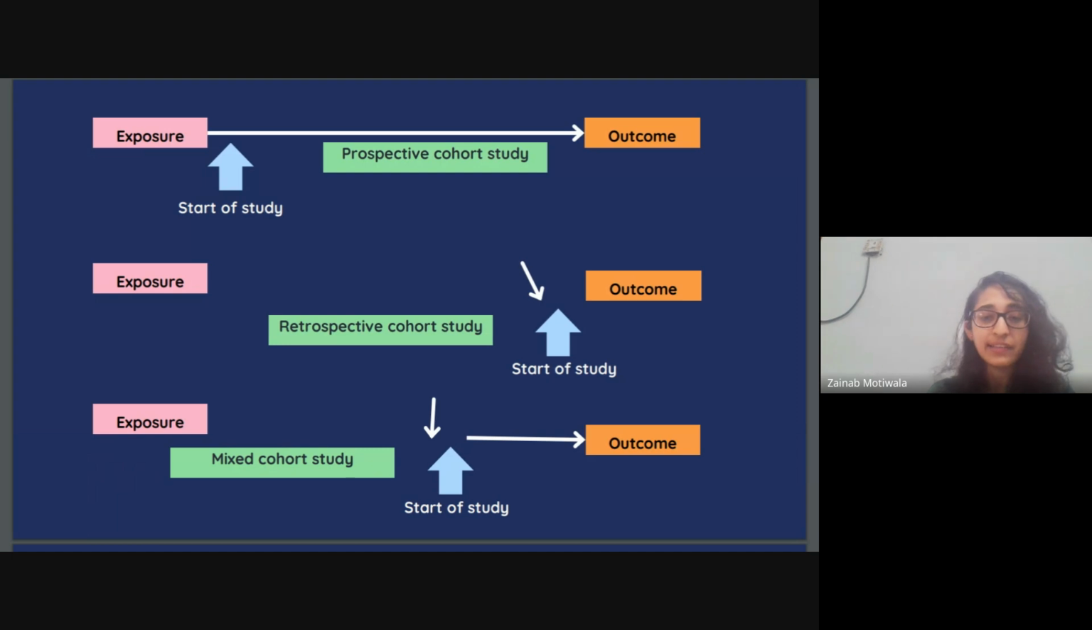And the best case scenario, as I said, would be a mix of the two, where there is some prospective element where we are looking at the disease formation, and at the same time some retrospective component where we are just looking at the medical records, so that it gets easier to finish this in lesser time, and it can be done with lesser resources.